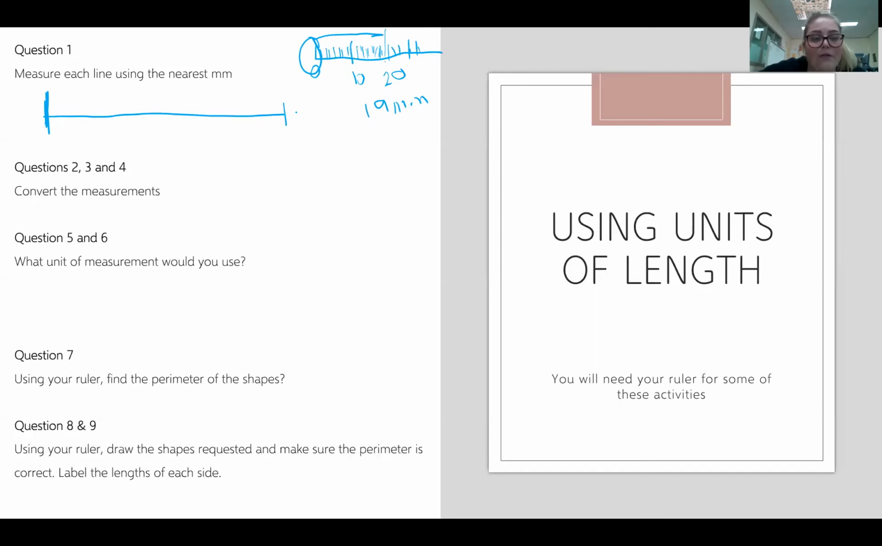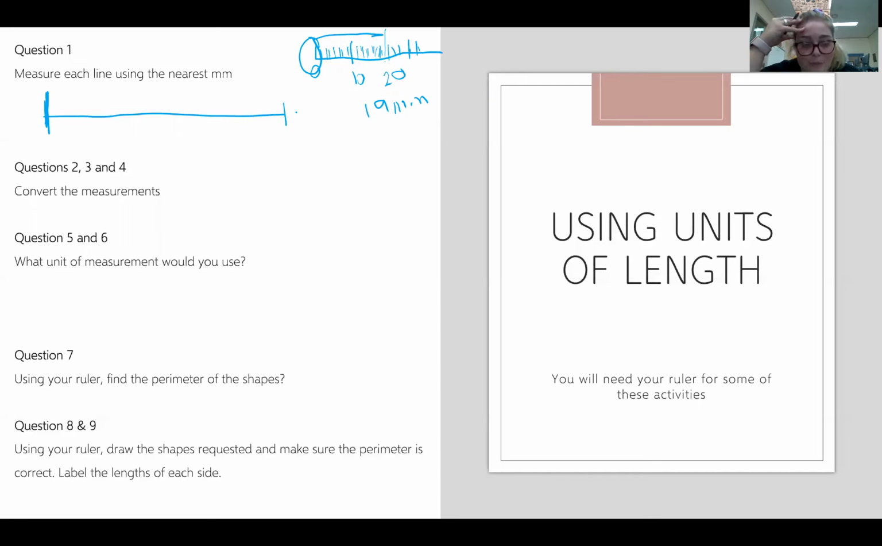Number 2, 3, and 4, you are going to convert the measurements. And number 5 and 6, you're going to say which measurement you would use. Would you use a kilometer? Would you use a millimeter? Would you use a centimeter? Look at what it is that it's asking you to measure and decide which unit of measurement you would use for it.